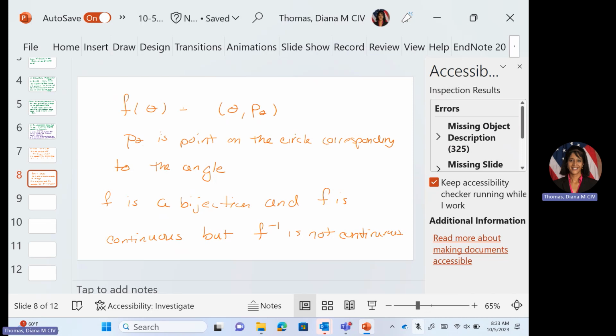If I take any open interval on the unit circle, I can string it back to an open interval on 0 to 2 pi. However, if I take an open interval on 0 to 2 pi, I can just make it fold over the 2 pi on the other side, so that partially some of it is on one side of the circle and partially some of it is on the other side of the circle. And so that's why F inverse is not continuous. I'll show you that.